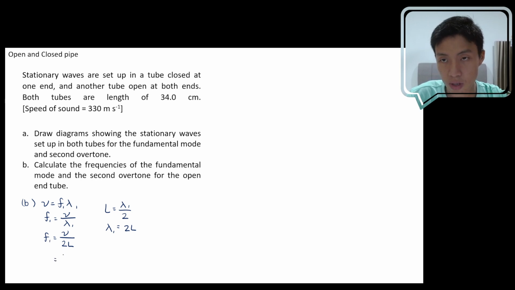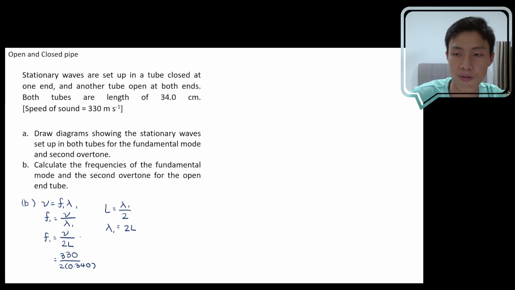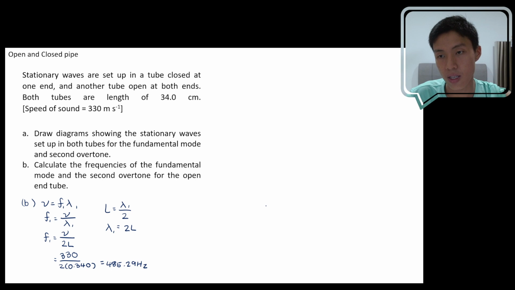Okay, so the speed of sound is 330. The length of the pipe is 0.340. Okay, all of the information are provided up here. 34 cm, change to meter, speed of sound. So from here you can find the fundamental frequency to be equals to 485.29 Hz. Okay, that's the frequency for fundamental mode.